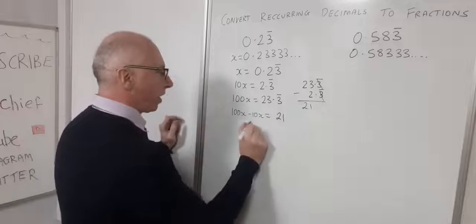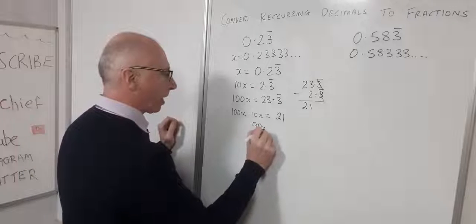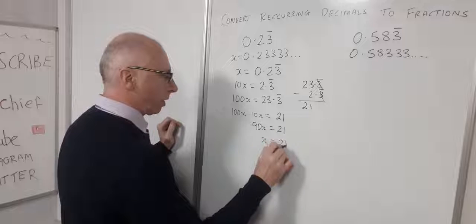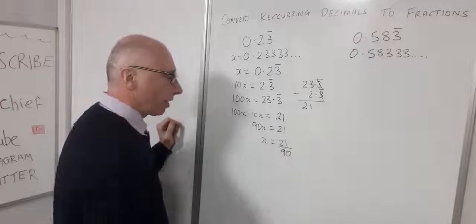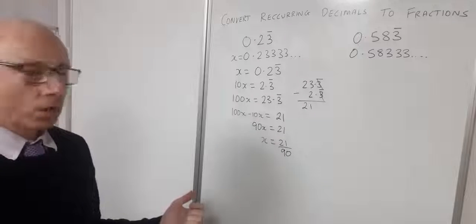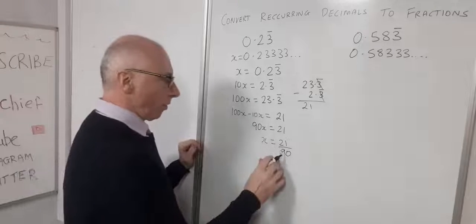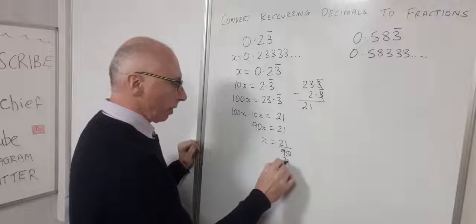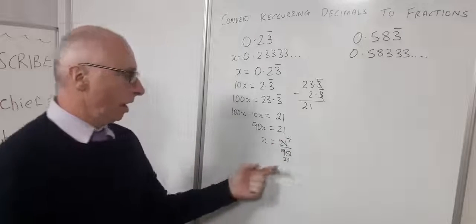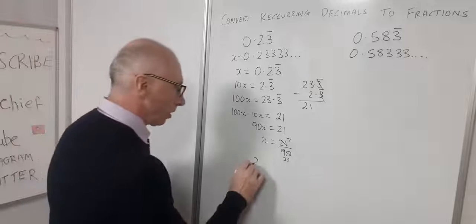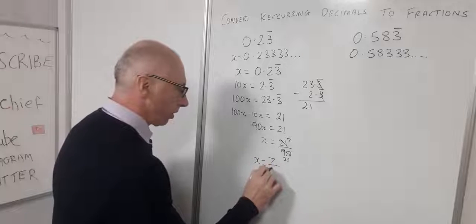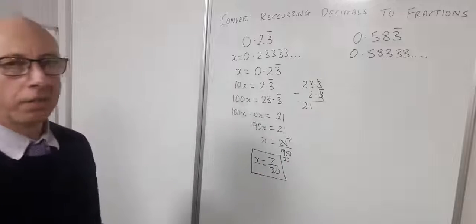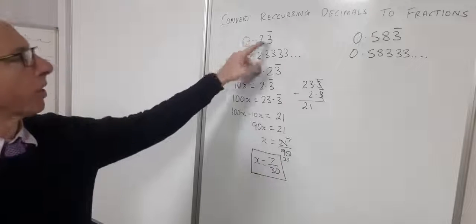So now simplify this off. I've now got 90x equals 21. X equals 21 over 90. So now let's just simplify this. Well, 3 will go into top and the numerator and denominator. So that will be 30 and 7. And that won't simplify anymore. So now I've got x equals 7 over 30. So that's my final answer for that one.